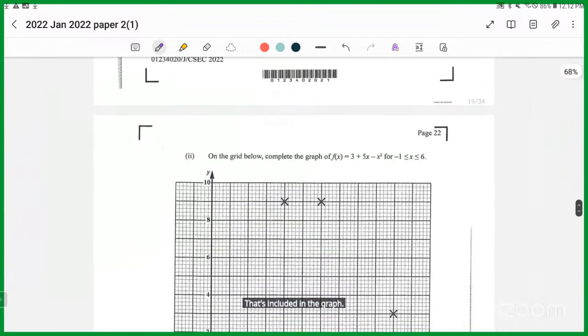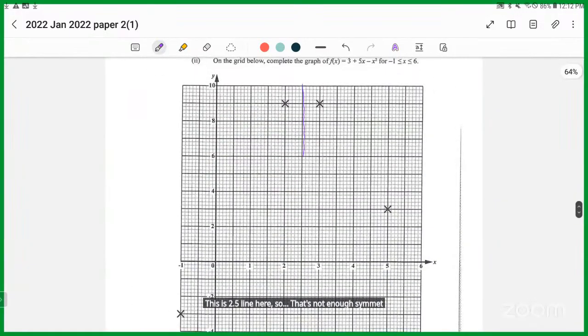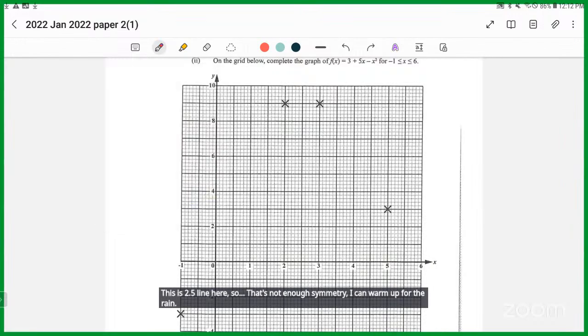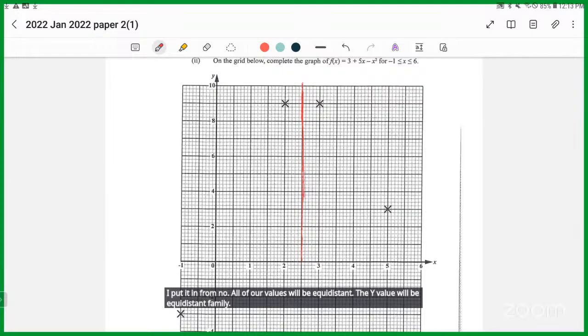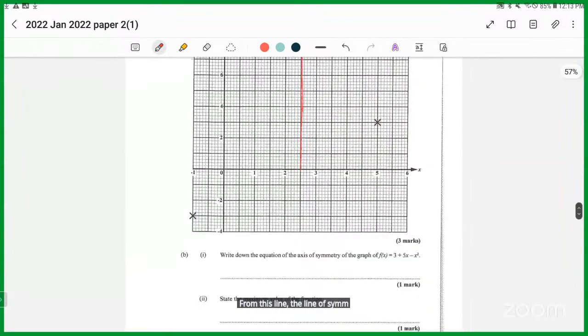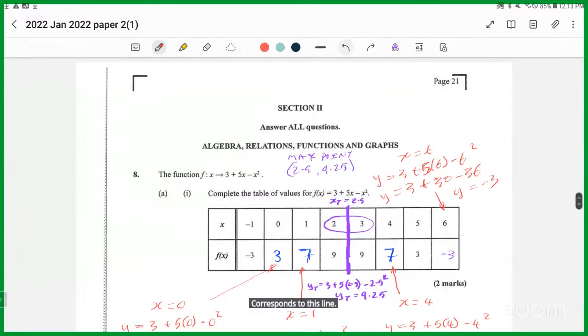So I'm going to come around to the graph and put it on. The 2.5 line here is the line of symmetry, right between the 2 and the 3, x equals 2 and x equals 3. All the values will be equidistant. The y values will be equidistant from this line, the line of symmetry, or the axis of symmetry. That's my line of symmetry right there. It corresponds to the red line, the vertical line that I drew on the table, right between the 2 and the 3.